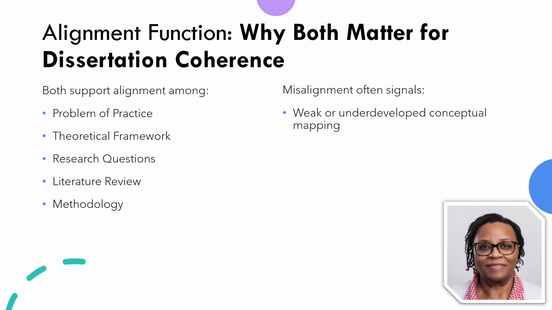One of the most important roles of both tools is alignment. When your concept map is strong, alignment across the dissertation becomes visible. The problem, the framework, the research questions, the literature review, and even the methodology are all drawn from the same conceptual logic. When alignment is weak, it usually means the underlying concept map has not been fully developed.